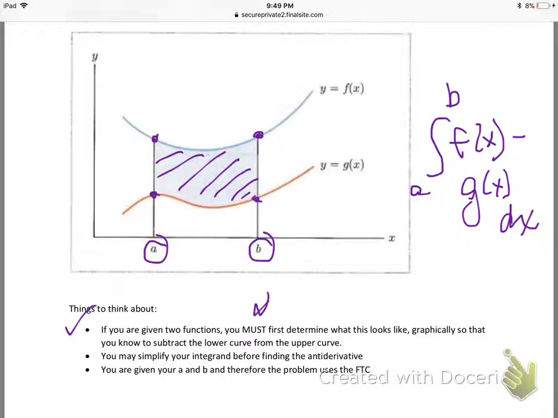This says you may simplify your integrand before finding the antiderivative. I would say that's a must. Don't start working until you have the simplest integrand possible. And it's the simplest algebraically correct integrand possible. Okay, you are given your a and b in this situation where you have the area between two curves, and therefore the problem is going to use the FTC, which is the fundamental theorem of calculus. Okay, let's go on to the next page.